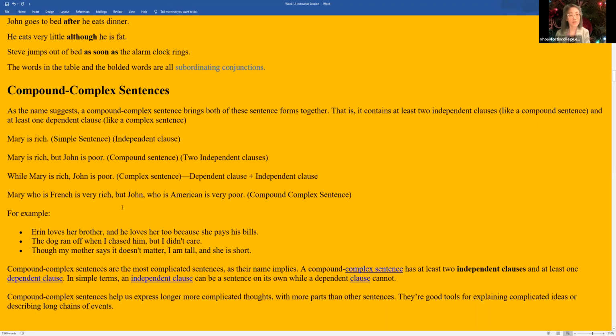And so for those of you who come from other languages, where you could say Mary, who is French, who lives in Paris, who also owns a boutique, is very rich, but John, who is French, who is a handyman, and who also lives in Paris, is very poor. If you have too many "who" in English, that becomes very awkward. Whereas in Spanish, in Italian, and French, that's a perfectly good sentence.